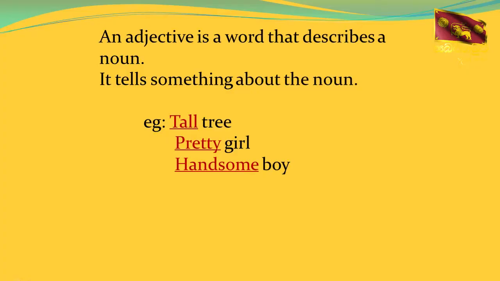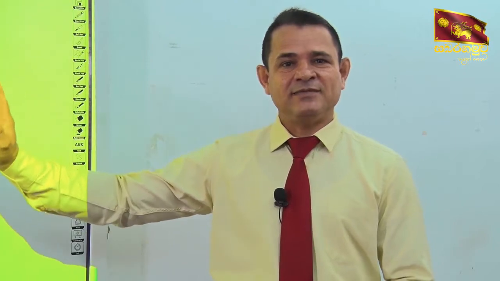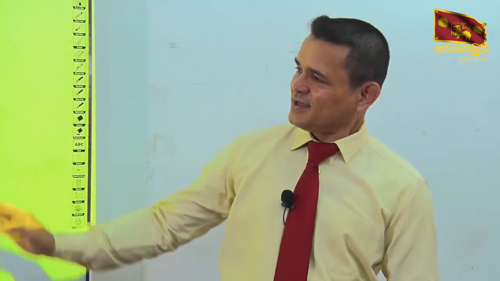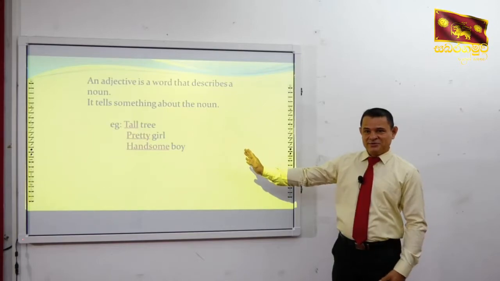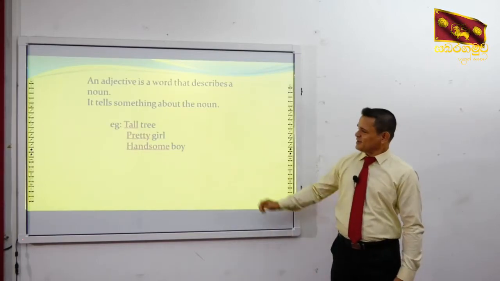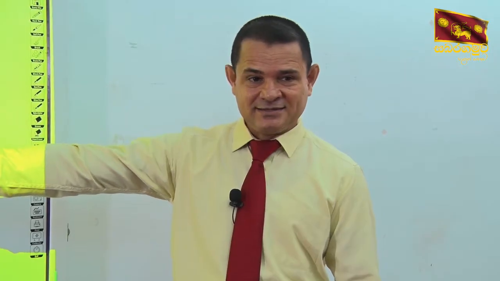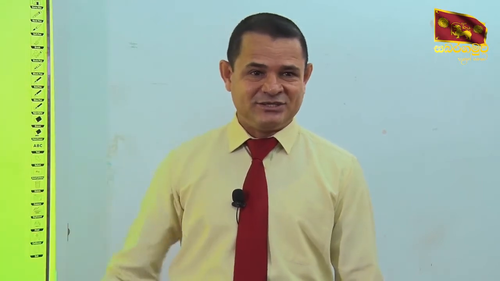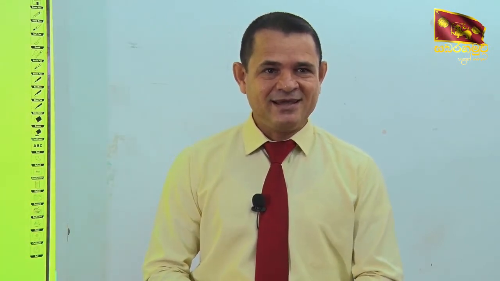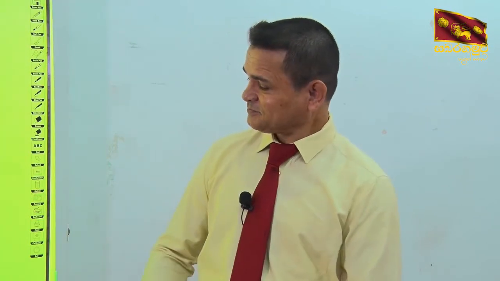Look at these examples. Tall tree, pretty girl, handsome boy. Look at the words underlined. Tall: tree is a noun, tall is an adjective. So the word tall tells something about the noun tree. And pretty girl: girl is the noun and pretty is the adjective. And handsome boy: boy is a noun, then the word handsome tells something about the boy, so it is an adjective. So basically you can get an idea what an adjective is.